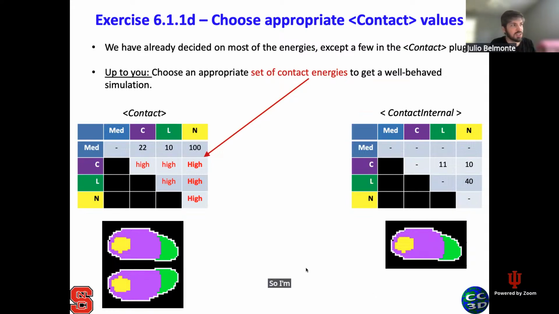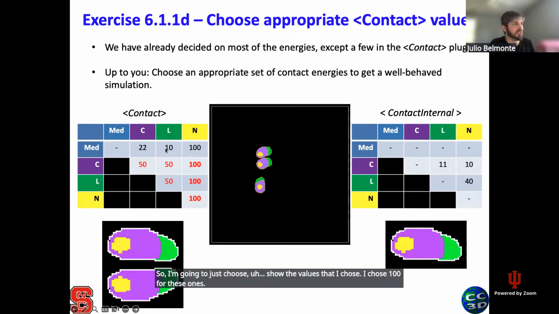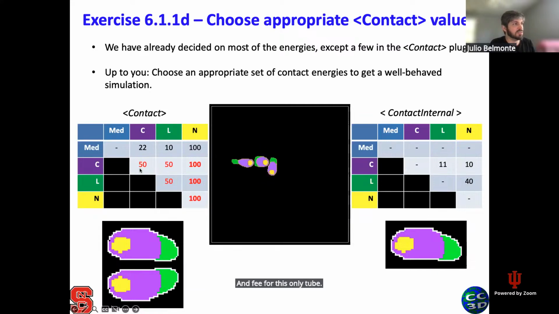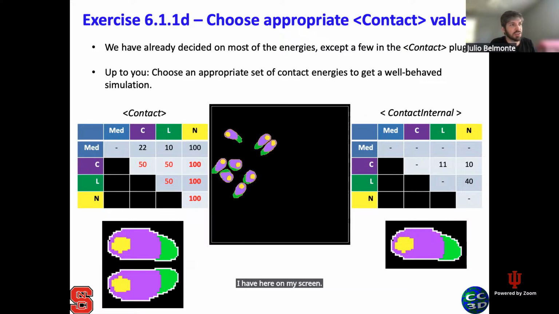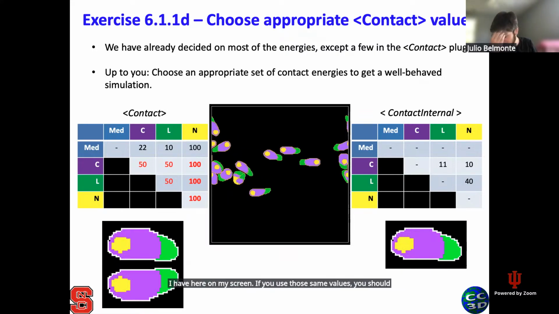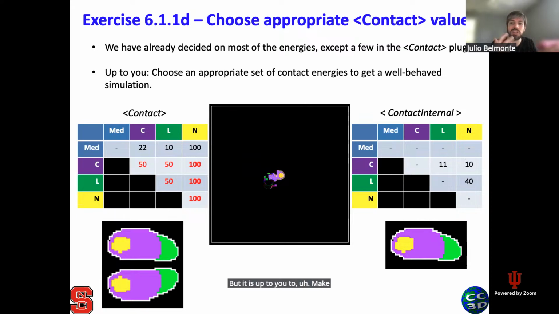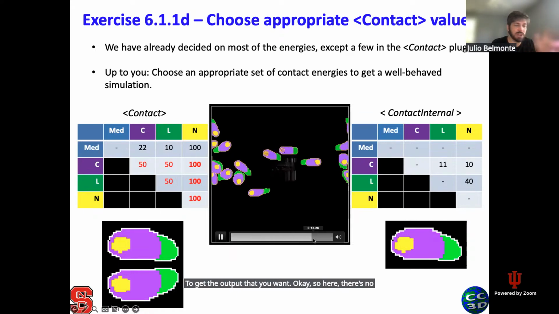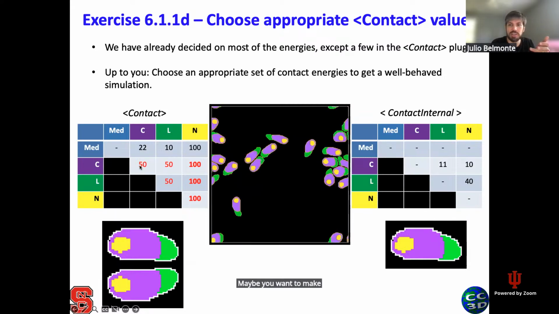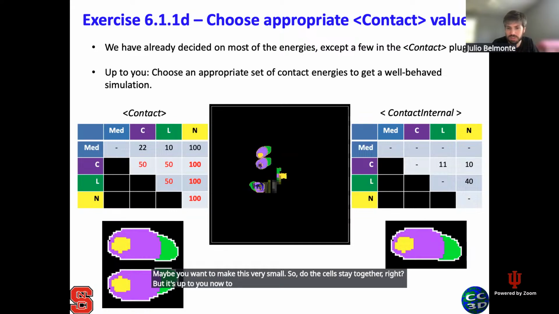So I'm going to just show the values that I chose. I chose 100 for these ones and 50 for these other two. And when I use these values, I get a simulation that looks like I have here on my screen. If you use those same values, you should get something that's very similar, but it's up to you to make an appropriate choice of these values to get the output that you want. Okay, so here there's no right or wrong, right? Maybe you want to make this very small so that the cells stay together, right? But it's up to you now to do this part.